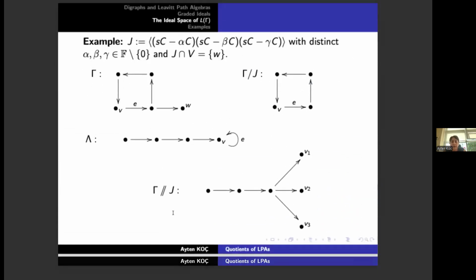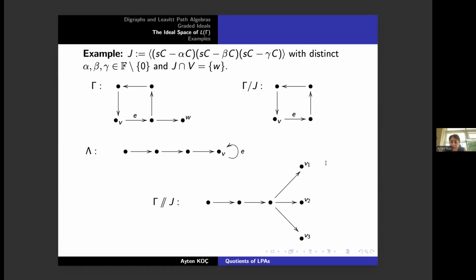Yes, one question. In the definition of J, there is no W. But then you say that J intersection B is W. Who is W above? Is W in C or not? C is that cycle. C is this cycle, and W is the target of this arrow.